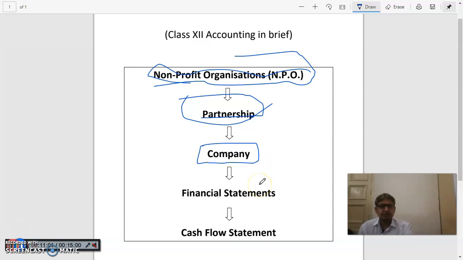But a company is a large setup, a large scale business. And after learning how a company generally operates, we'll move to the end result, what we did in that company. We can also say that about the partnership, but when we prepare the financial statements, the financial statements are basically the end results.